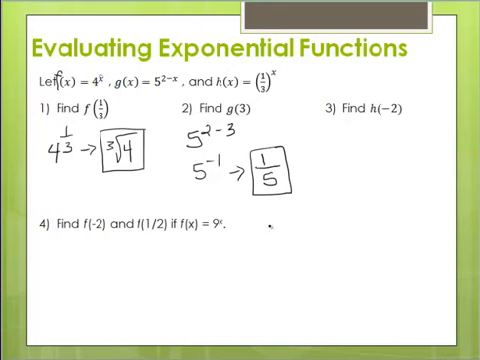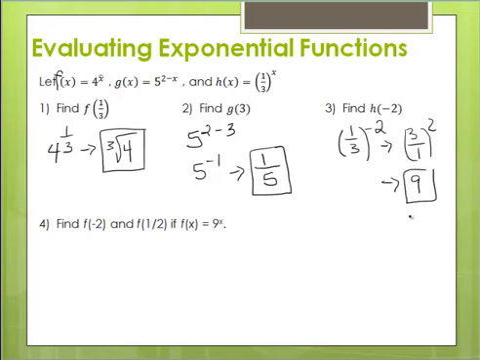Well, what if you want to find h of -2? Here's the function h. Put -2 in for x. We have 1/3 to the -2 power. Remember, a negative power means to flip it over, so that would give us 3 over 1 squared. Once you flip it over, then the exponent becomes positive. Well, 3 over 1 is 3, and 3 squared is 9. So that would be 1/3 to the -2 power.